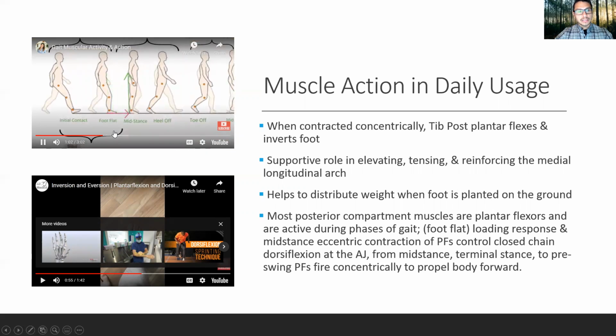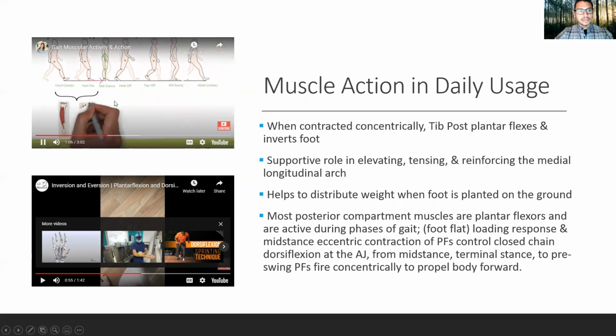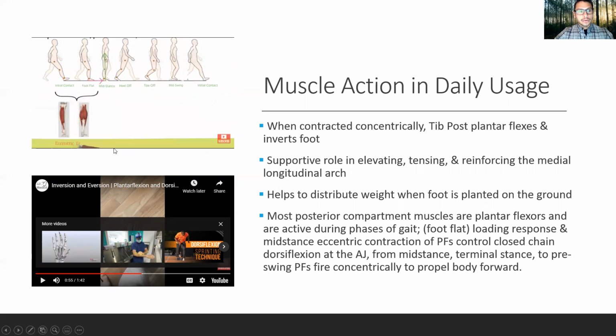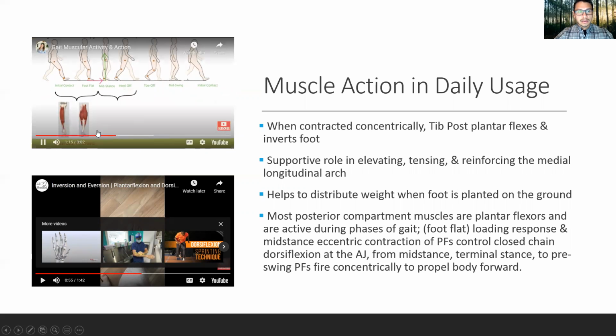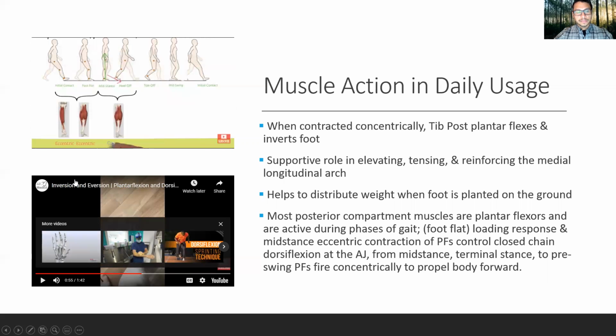At the loading response at foot flat, this is where the actions create eccentric contraction in the posterior compartment. Mid stance to heel off, the posterior compartment fires concentrically. Plantar flexors are firing concentrically.